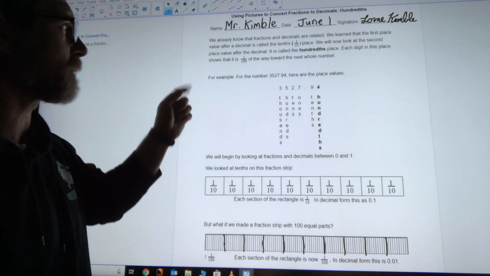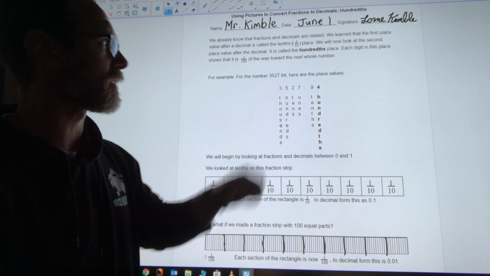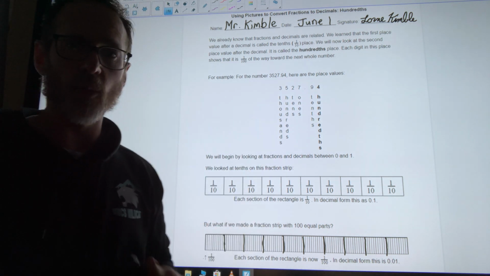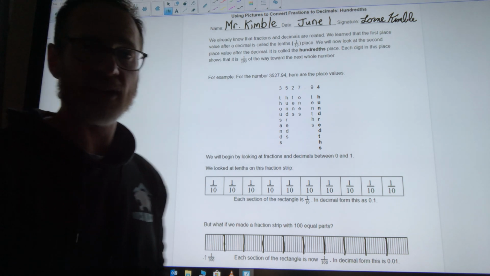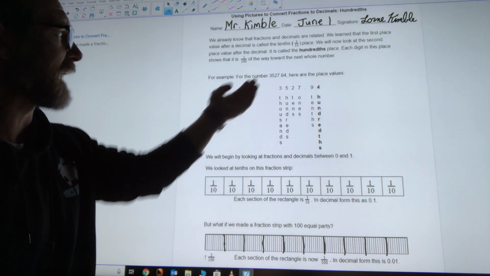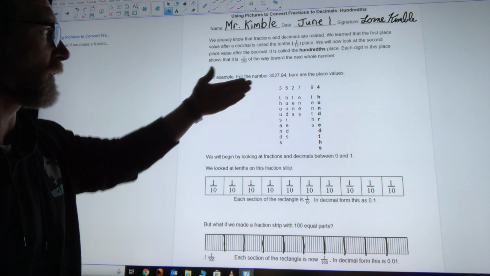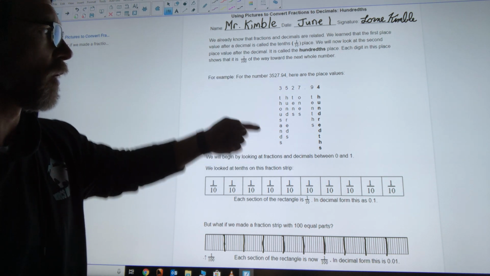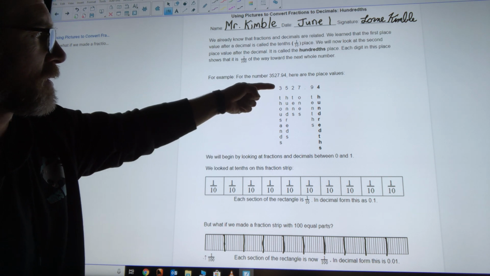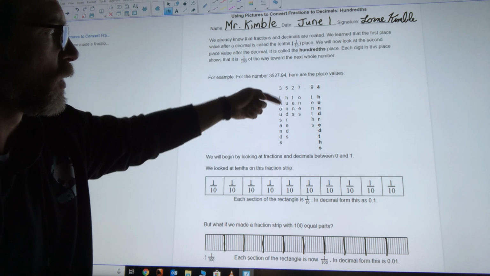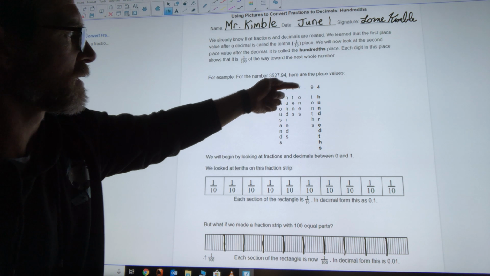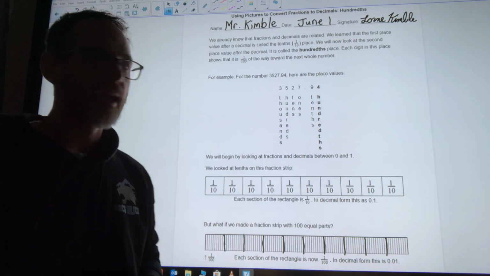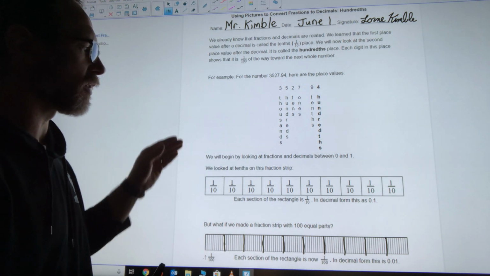We're going to look at the second place value, which is called the hundredths place. Each digit in this one shows that you are 1/100th of the way towards the next whole number. I've given you just an example of what the place values are for a big number. 3,527.94 means that the 3 is in the thousands, the 5 is in the hundreds, the 2 is in the tens, the 7 is in the ones, the 9 is in the tenths, and the 4 is in the hundredths. Those are pretty tough ones. We're going to start small.